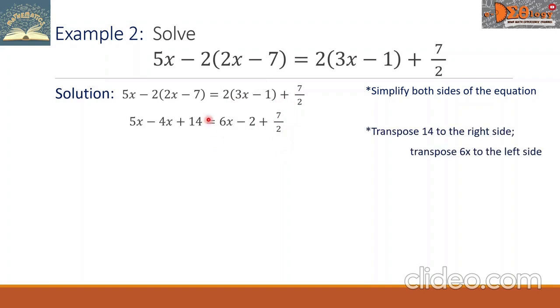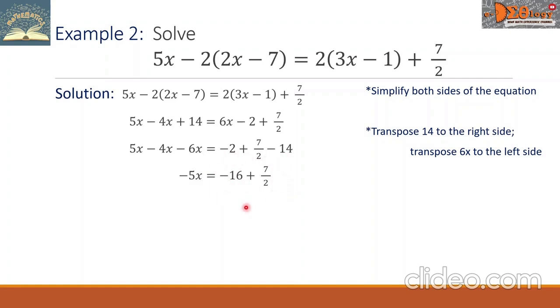We will now transpose this 14 to the right, and we transpose the 6x to the left side. So we have 5x minus 4x minus 6x equals negative 2 plus 7 over 2 minus 14. The left side is simplified into negative 5x equals, we simplify negative 2 by negative 14, we see here negative 16, plus 7 over 2.